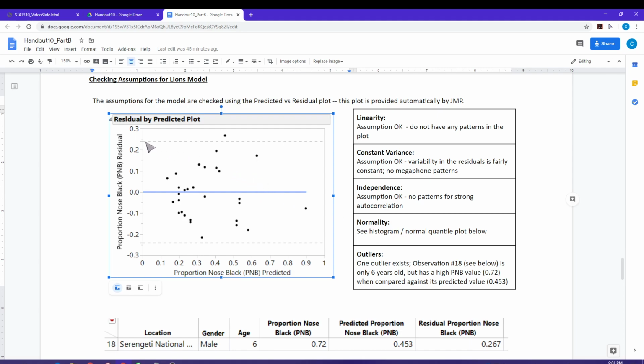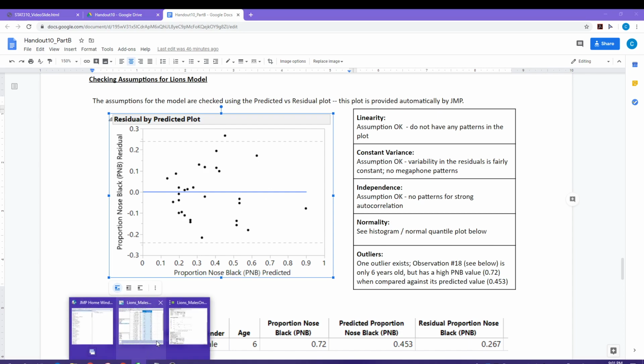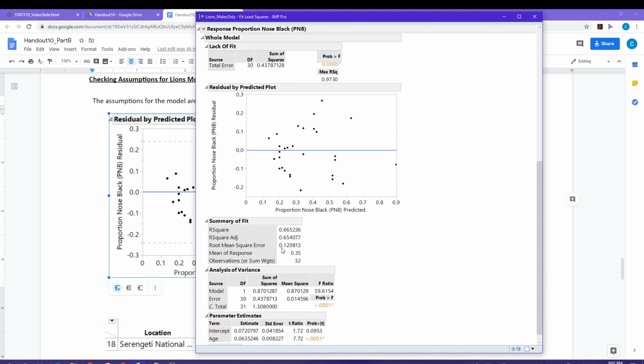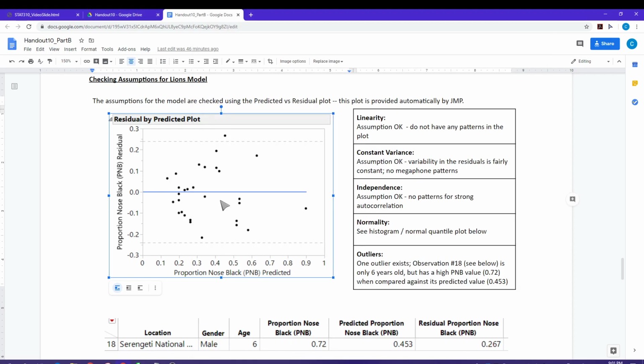And here I'm snapping a line at 2 times my root mean square error. So my root mean square error for my model, if we go back and look, is about 0.12. Multiply that by 2, so that's about 0.24. So any points that are outside of 0.24 or negative 0.24 would be considered outliers. And I indeed have a point that would be considered an outlier.